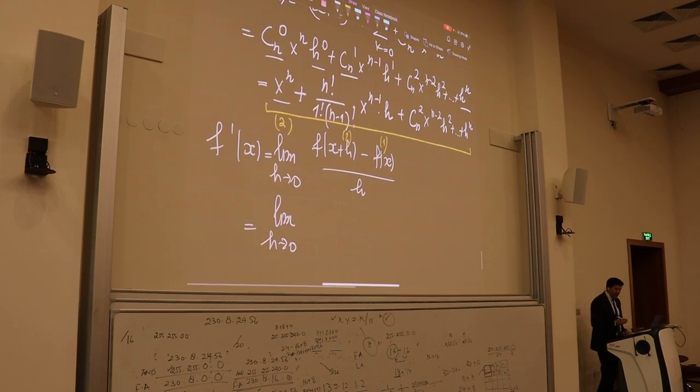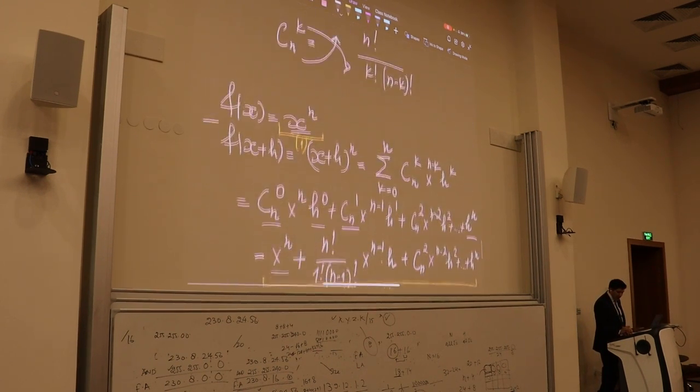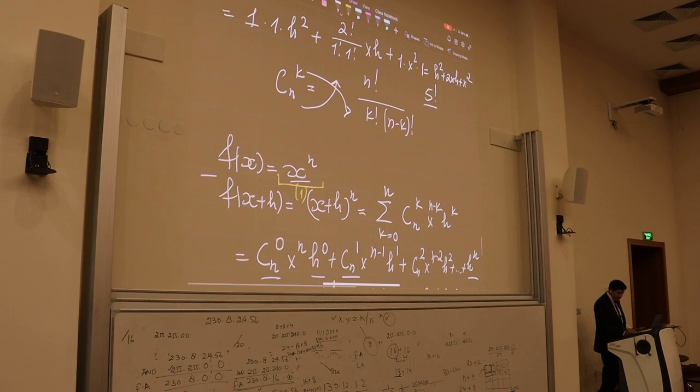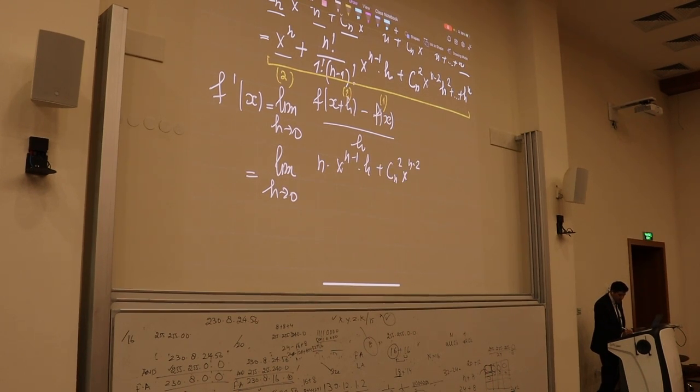By the way, do you know what is n factorial divided by n minus 1 factorial? It will be n, right? We know that, for example, 5 factorial divided by 4 factorial is 5, because 5 factorial is 4 factorial times 5. So it is going to be n times x to the power of n minus 1 times h plus C(n,2) x^(n-2) h squared plus and so on plus h to the power of n, all of this divided by h.